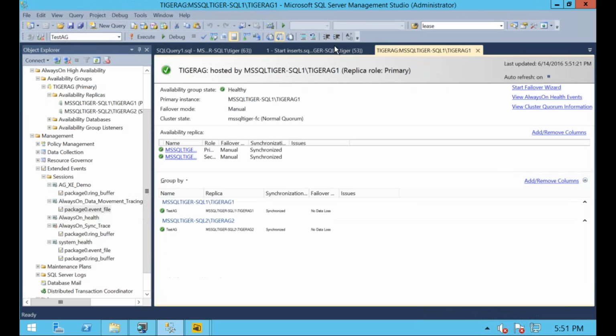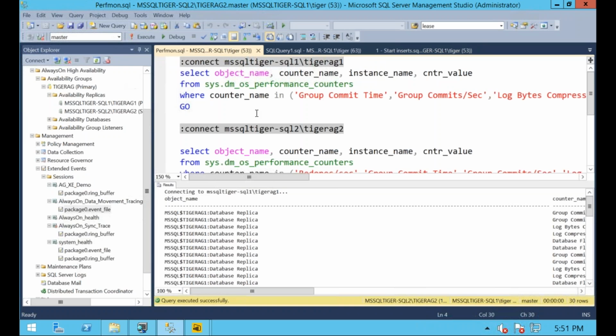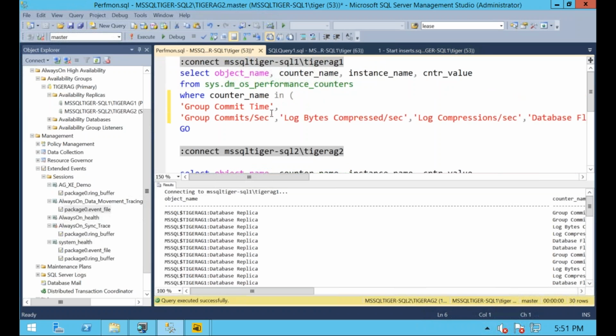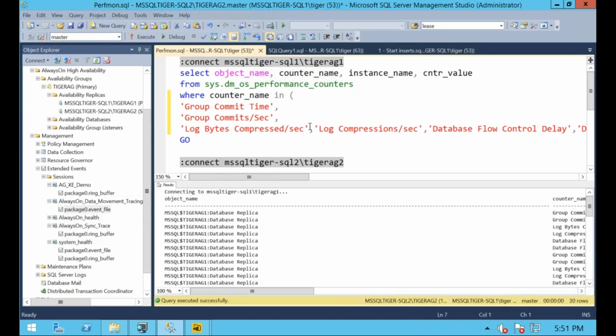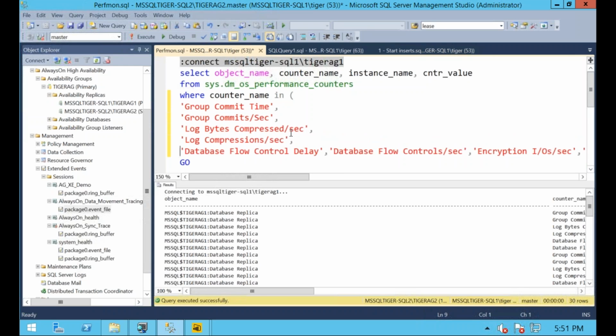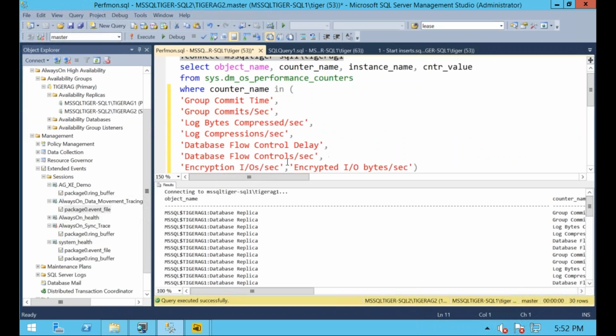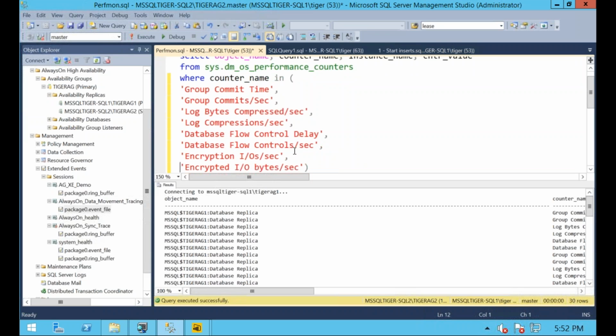So these are the Perfmon events that are present in SQL Server 2012 Service Pack 3 and Service Pack 4. The counter names are group commit time, which gives you the number of group commits happening per second, and the amount of time it takes to do a group commit, how many compressions you are doing, and if there is any flow control. This helps you determine if there is flow control happening on the database. If you have transparent database encryption enabled, it also tracks how many encryption IOs are happening. So let's go and look at the output for both.